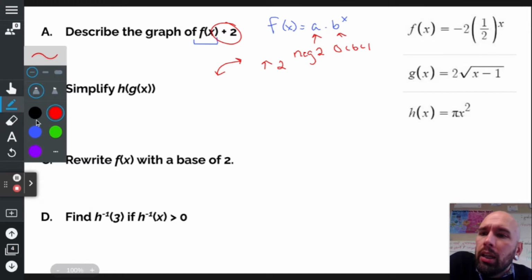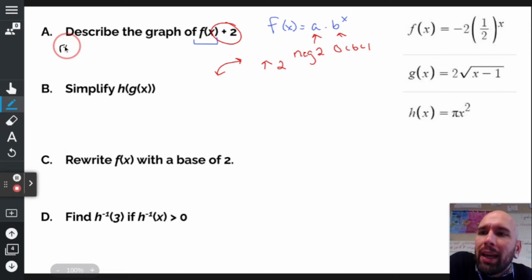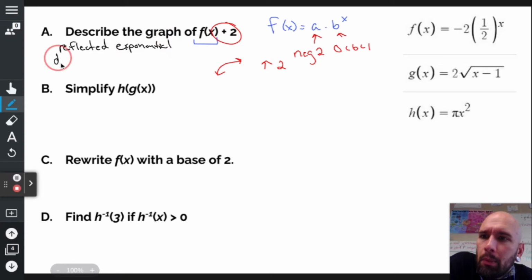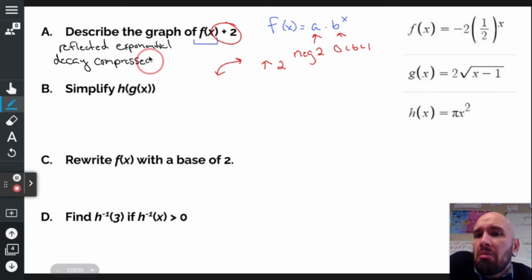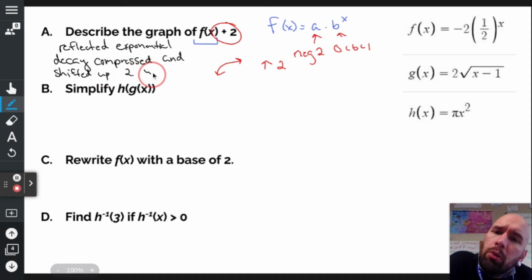Okay. It is going to look like a reflected exponential decay model. I guess we'll say, since that is a horizontal shift right there, we'll say it's compressed and shifted up 2 units.